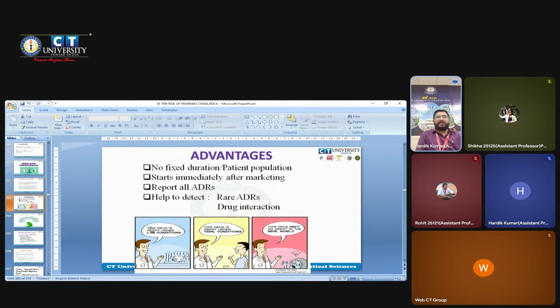The advantages are no fixed duration, no fixed patient population, starts immediately after marketing, reports all ADRs, and helps to detect rare ADRs and drug interactions. If we look at the image, this drug is great under the lab condition. This drug is great under the trial condition. This drug isn't so great in the real world. That means it can pass the preclinical trial and clinical trial, but sometimes it fails in marketing surveillance because everybody has a different physiological structure.